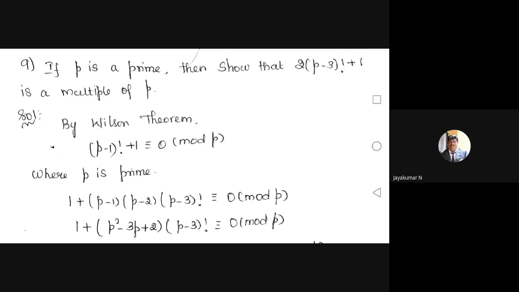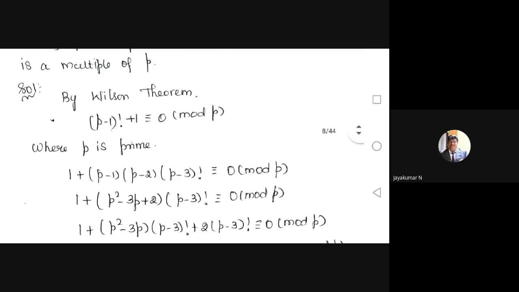Then (p minus 1) factorial will be expanded as (p minus 1) into (p minus 2) into (p minus 3) factorial. Okay, so stop at (p minus 3) factorial, since in this problem we have to prove that 1 plus 2 into (p minus 3) factorial is a multiple of p. So that's why (p minus 1) factorial was expanded up to (p minus 3) factorial.